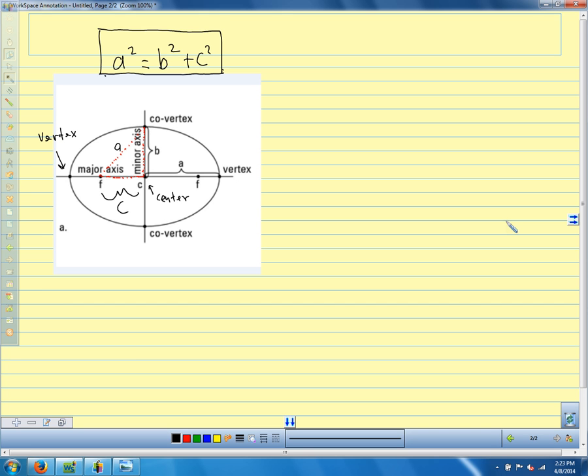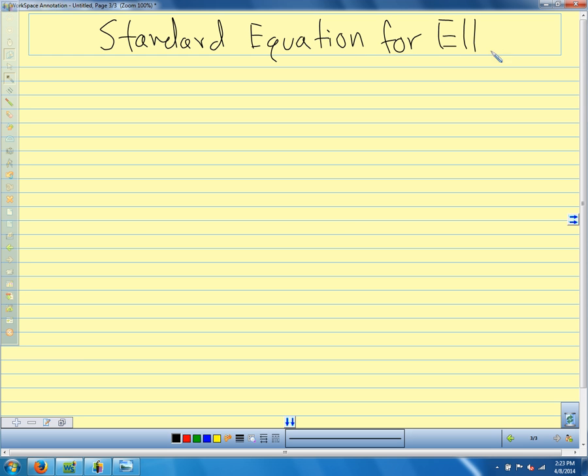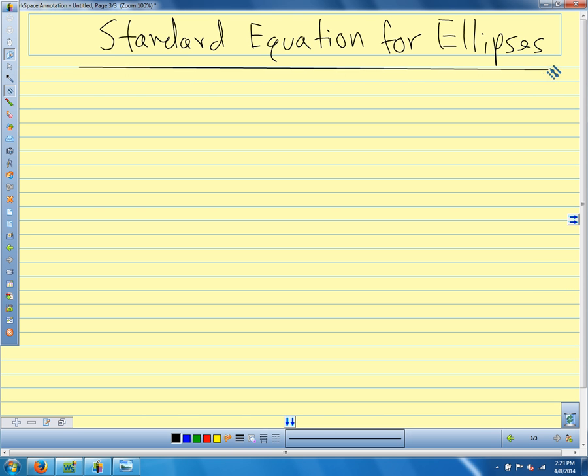All right, so let's write our standard form of our equations. We're talking about our standard form again, standard equation for ellipses. So we're going to do the same thing that we did with parabolas. We'll talk about a horizontal major axis and a vertical major axis, just like with parabolas we talked about a vertical axis and a horizontal axis. So let's talk about a horizontal major axis first.